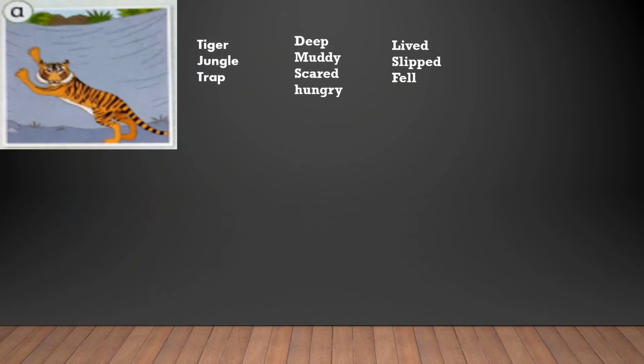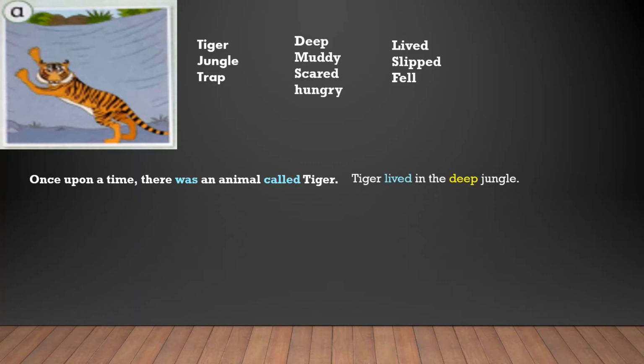Now, let's retell the story we have read before with the help of the picture and the words. How do we start any story? Yes, once upon a time there was. Excellent. Once upon a time there was an animal called tiger. Tiger lived in the deep jungle. In the second sentence, I mentioned the setting of the story.